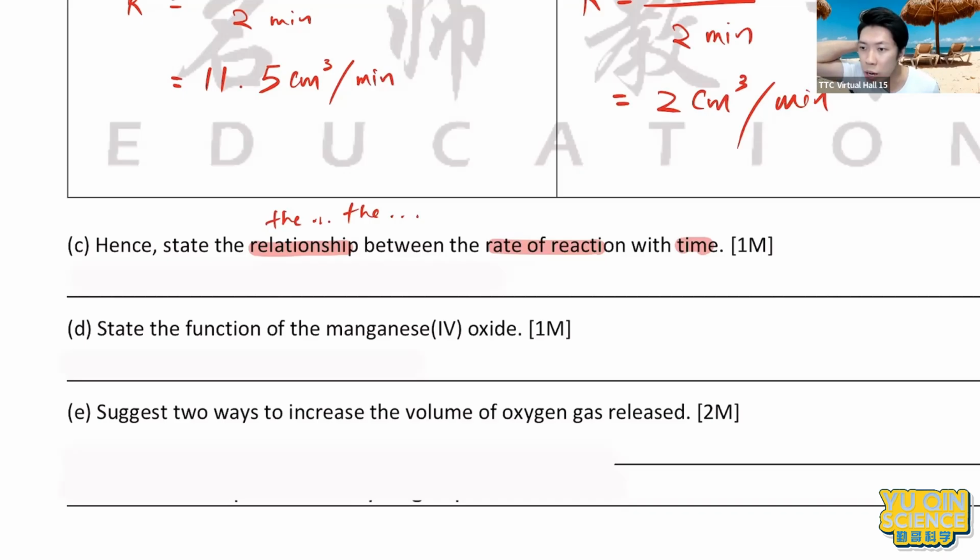Always start with time, right? As in time increases. Up to you. If you want to do that method, you can write: as time increases, rate of reaction decreases.